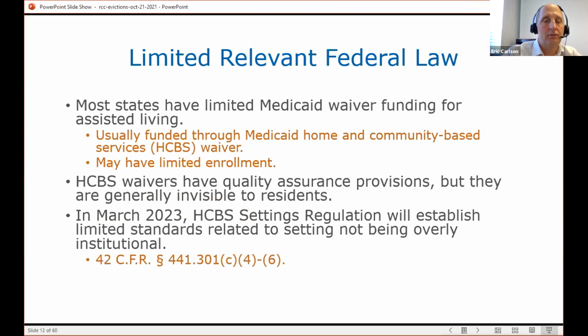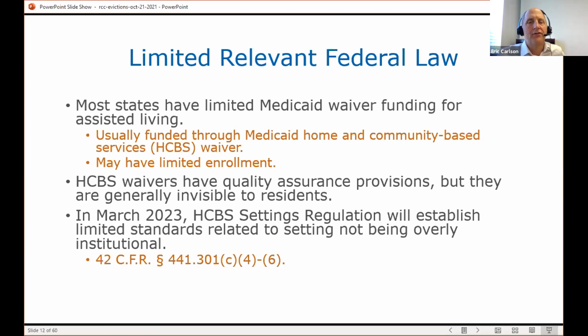There's limited federal law. We have talked and we'll talk a little bit about the Americans with Disabilities Act and Fair Housing Act, which is relevant in some cases for establishing an obligation by the facility to accommodate residents' needs. In addition, I want to mention the limited federal law that is attached to federal home and community-based services waivers. And we'll talk about this in more detail at the end of my time. As I mentioned, many states have some Medicaid funding for assisted living, which is oftentimes provided through these Medicaid home and community-based services, HCBS waivers.